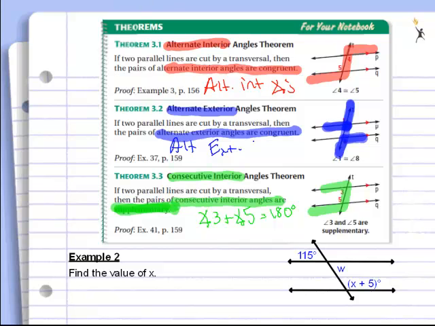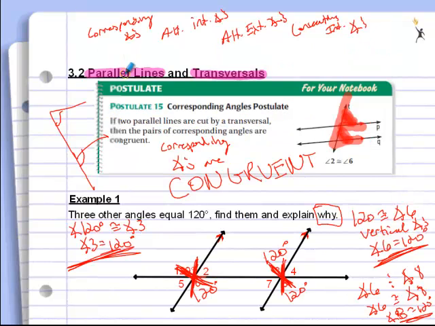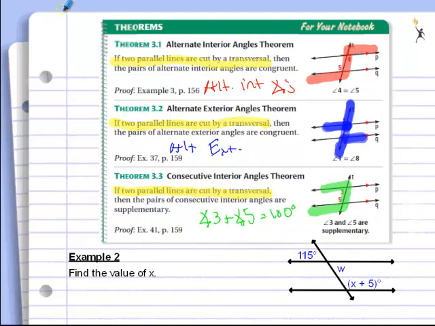The first thing you have to have, let's go through and read some of these actually. If two parallel lines are cut by a transversal. If we go back to corresponding, if two parallel lines are cut by a transversal. The first thing you have to have are parallel lines cut by a transversal.